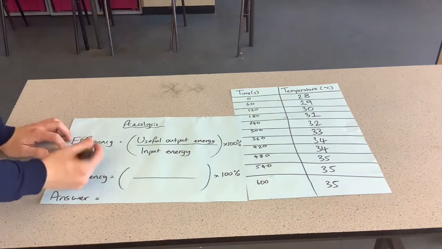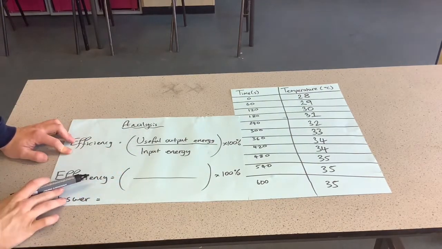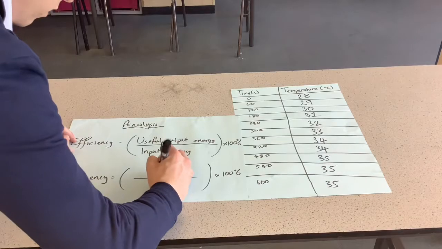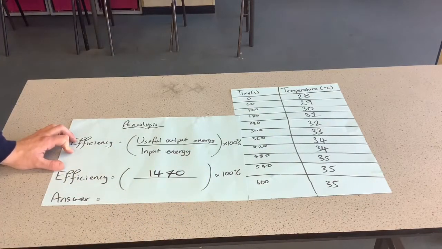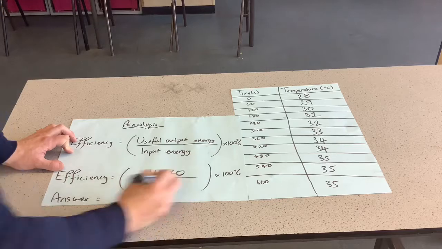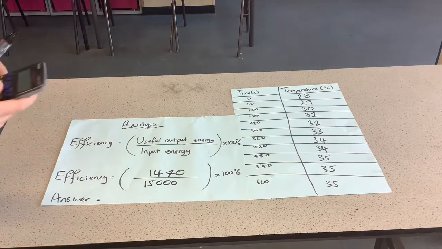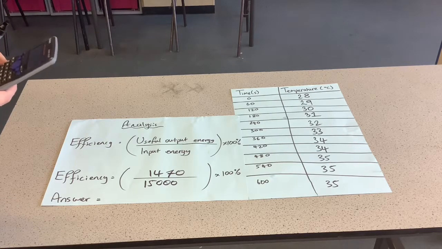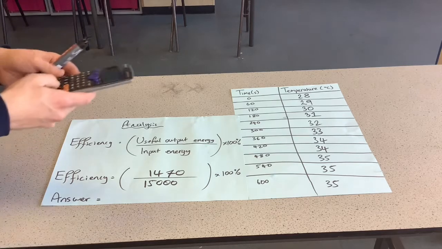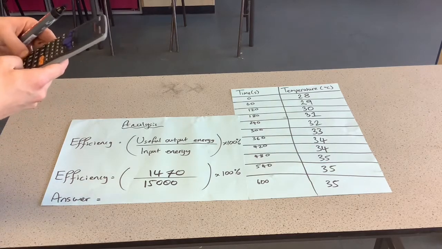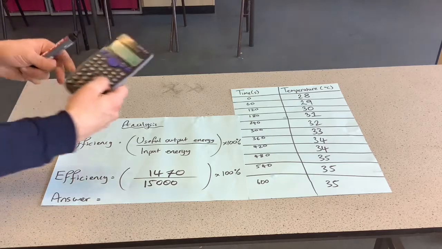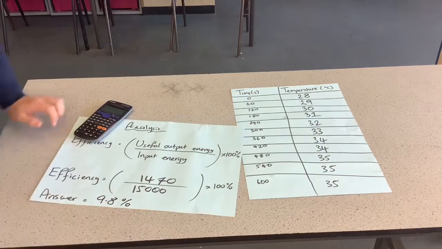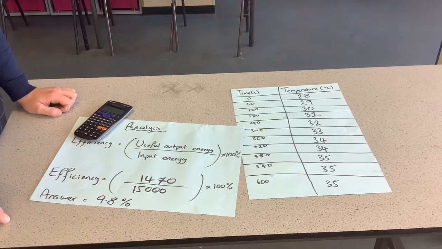Last thing I want to do then is work out my efficiency. Efficiency equals useful output energy divided by your input energy times 100%. Well, we know that my useful energy was 1470. My input energy was 15,000, which means that the efficiency of our water heater was 1,470 divided by 15,000 times 100. Remember, hit that Scooby-Doo button if you need to. And I've got 9.8%, which is pretty rubbish, really, isn't it, Mr. Han? Yeah. It's not the best heater in the world.